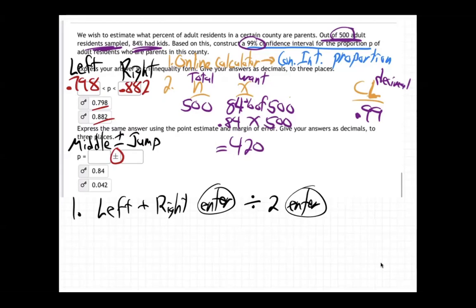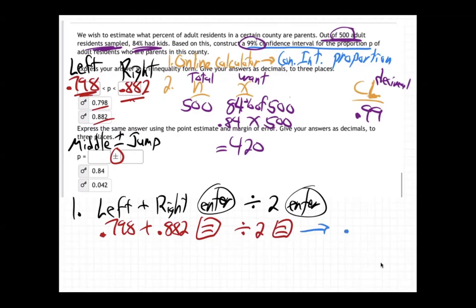So then that means I'll say, okay, take the 0.798, the left number right here, plus the right number, 0.882, hit equals, and divide by 2 and hit equals. And what you'll get is 0.84 right here, 0.84. That's the middle number that they're listing right there. Because that's the middle of 0.798 and 0.882, which is 84%.